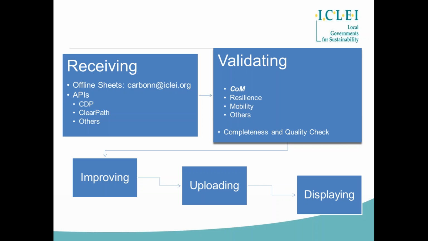From this validating process and this completeness and quality check, cities and regional offices will get a report. And with this report, we hope that the data improves in quality and in completeness. And only after this can we upload the report. And of course, after we upload it, we need to make sure that it is displayed. So let's go now and look into more detail at the validating process.